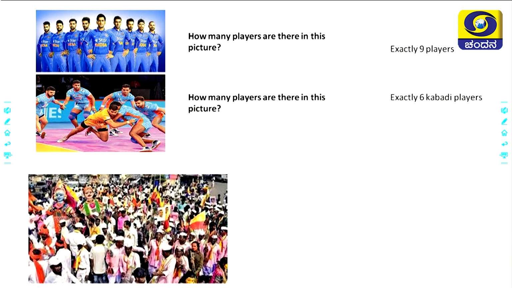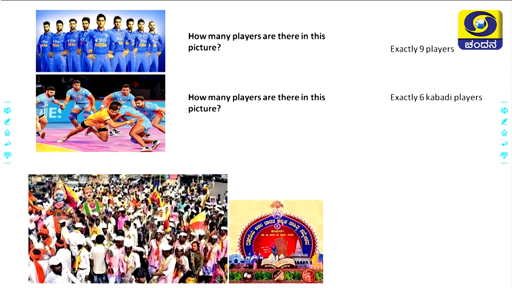In the next picture, is it possible to say like that? Watch the picture. What is that? It's a photograph taken from the Kannada Sahitya Sammelana. Now tell me, how many people are there in this picture? It's somewhat difficult to say, no? It is not like the previous pictures. Those were easy to say, but here you find it difficult to say the exact number.